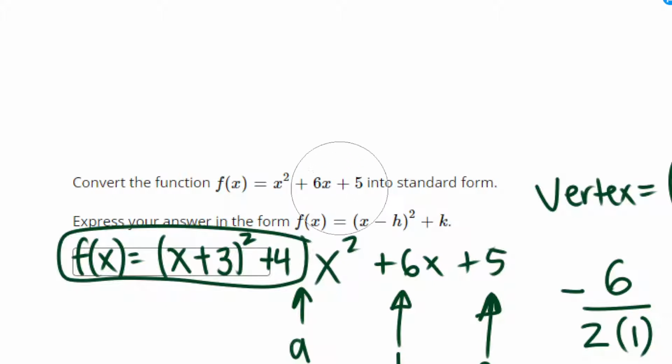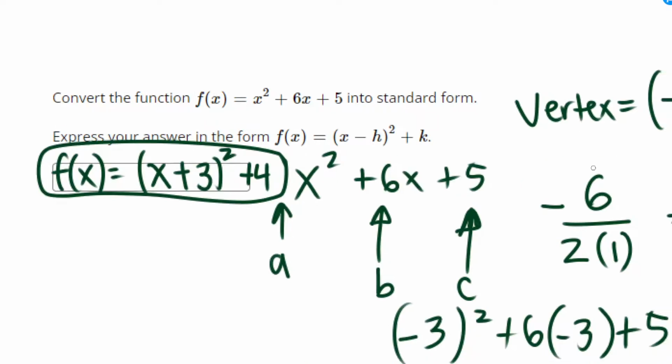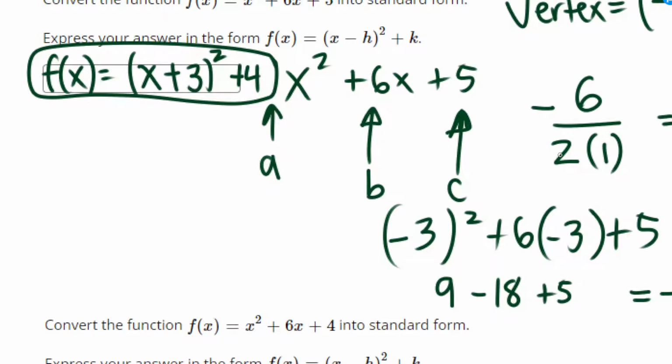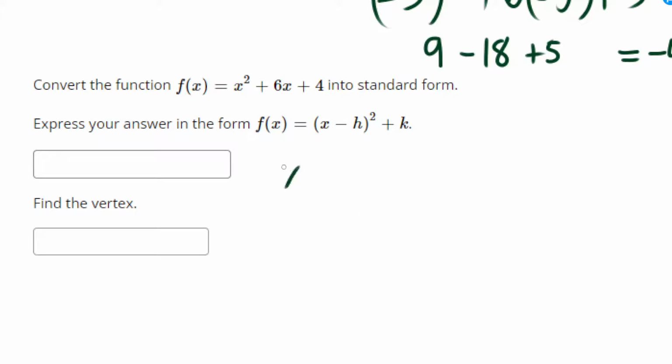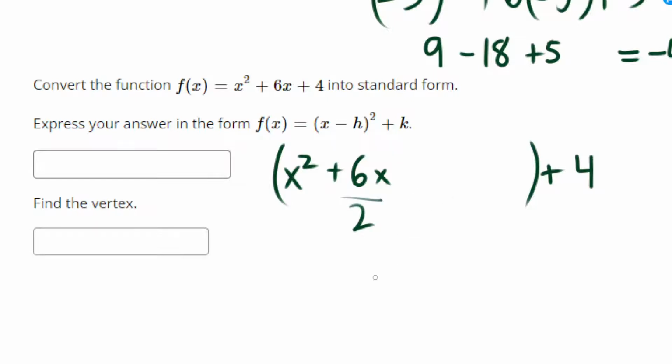I'm going to go on to the next problem, which is very similar, even down to the numbers. But this next time, I'm going to be using the completing the square method. So in this one, we have x squared plus 6x, and I'm going to write the 4 over here. I'm going to put parentheses around this. What is 6 divided by 2? That's positive 3. What's positive 3 squared? It's positive 9. So I'm going to do plus 9, and I'm also going to add a minus 9.